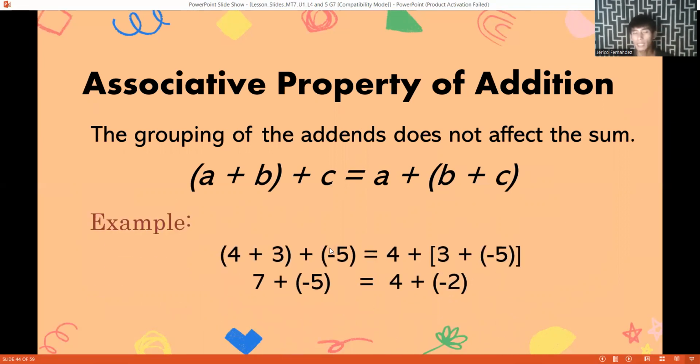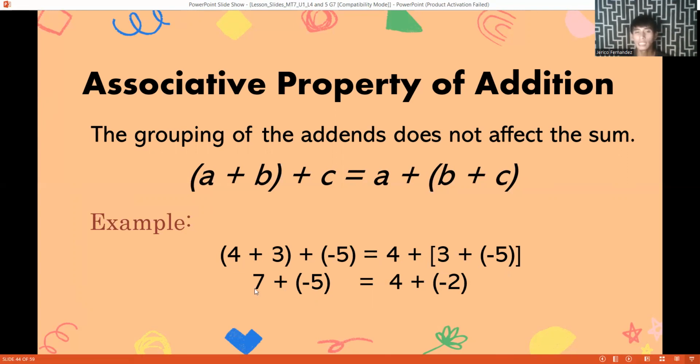4 plus 3 plus negative 5. Ang una nakagrupo is 4 plus 3. And then is equal to 4 plus the quantity 3 plus negative 5. As you can see, nabago yung kagrupo ni 3. Kanina si 4 at 3, ngayon si 3 at negative 5.